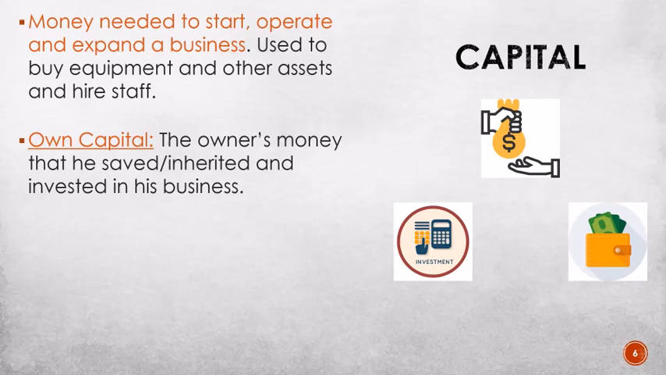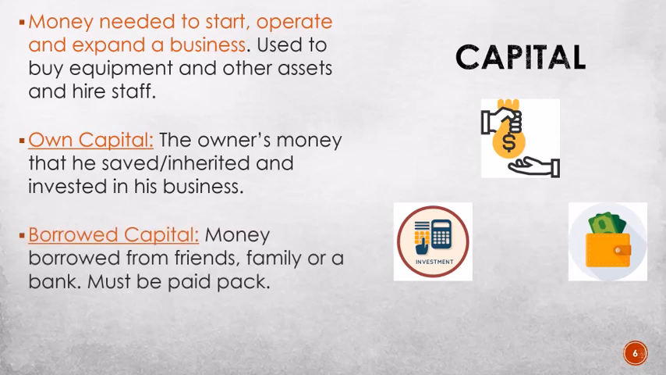Now, there are 2 different sources of capital. We've got our own capital. That's the capital that we refer to when we do accounting. It's the owner's own money that he saved or maybe inherited, and he invests his own money in his business. Or for the majority of companies where the owner doesn't have enough money to start the company, he borrows capital from friends or family or a bank, and he must pay that capital back.